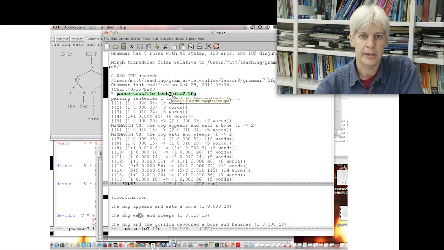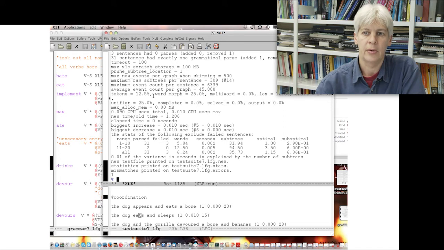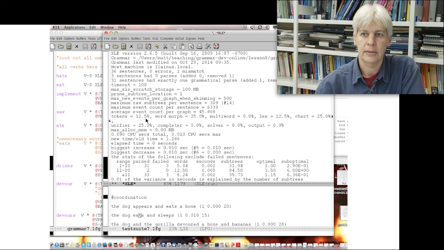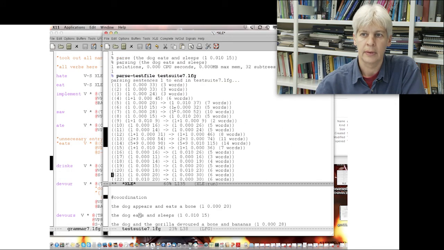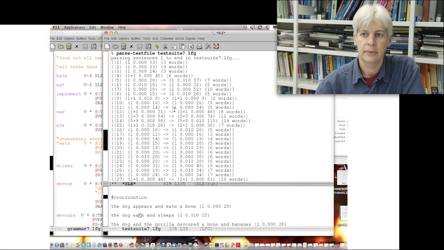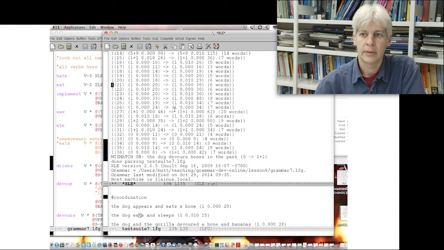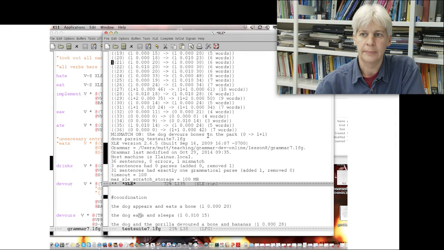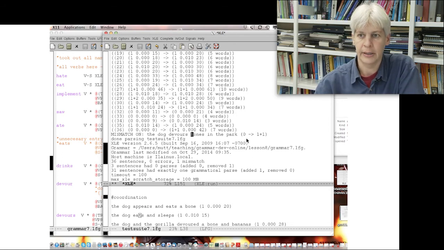So I'll run my parse test file command again. And I've got one mismatch. Let's go see what that is. Okay. So that's good now. The dog devours bones in the park. That's good now. This is the one we wanted. So everything else still works. That's very good.